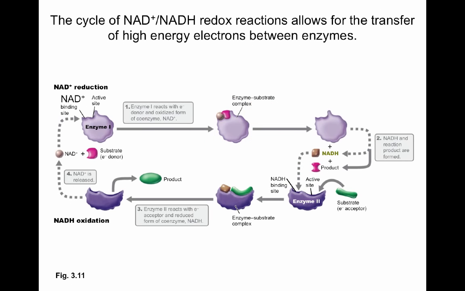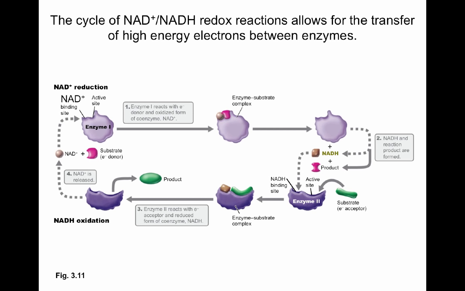As you know, NAD+ is one of the electron carriers that is going to be used in the cell to transfer electrons from one enzyme complex to another. And in this particular example, you have redox reactions that are going to help generate NAD+ and NADH. NADH is the reduced form of NAD+.